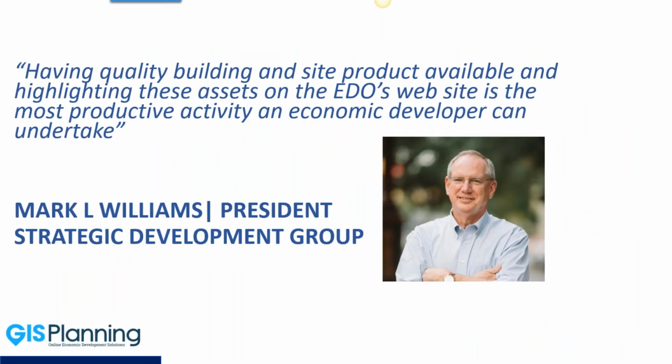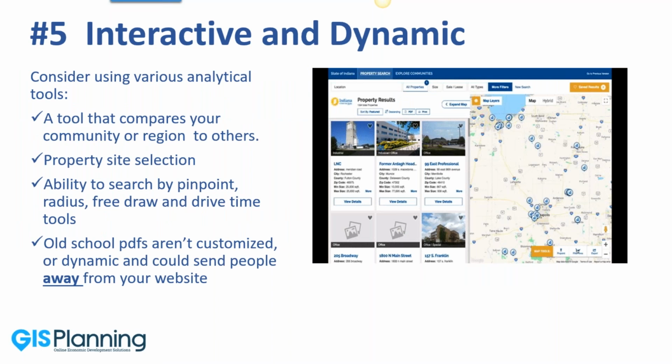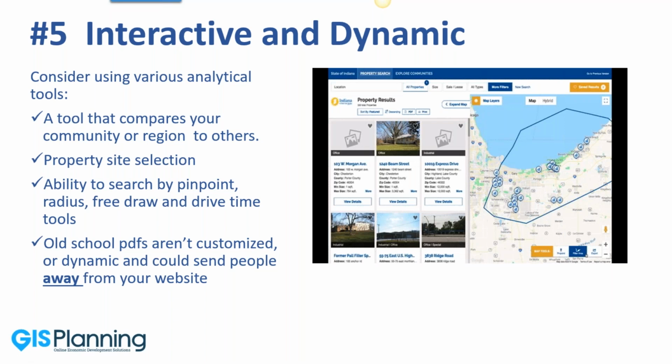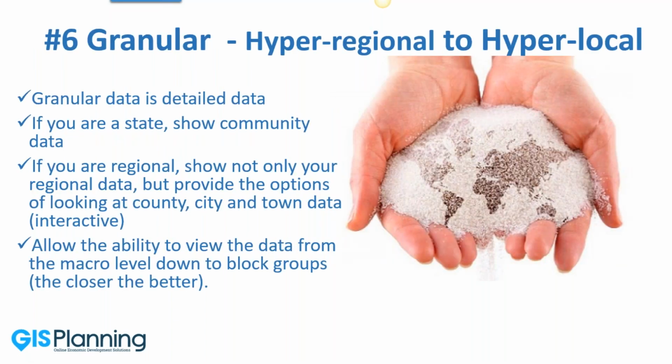Mark Williams: having quality building and site product available and highlighting these assets on the EDO's website is the most productive activity an economic developer can undertake. So we talked about interactive and dynamic. Interactive is key. You can see this little squiggly thing drawing our line here on our map and getting our data. Old school PDFs, y'all, just isn't cutting it.